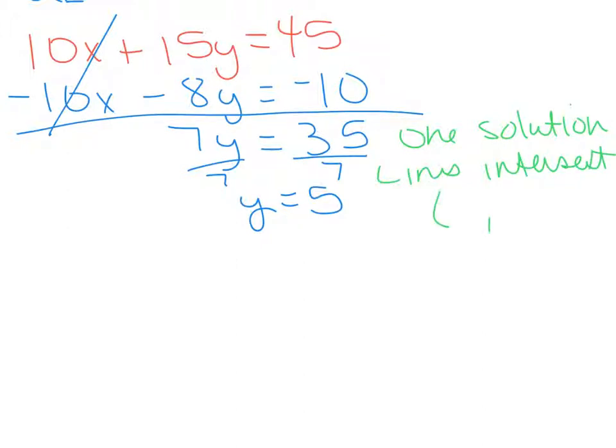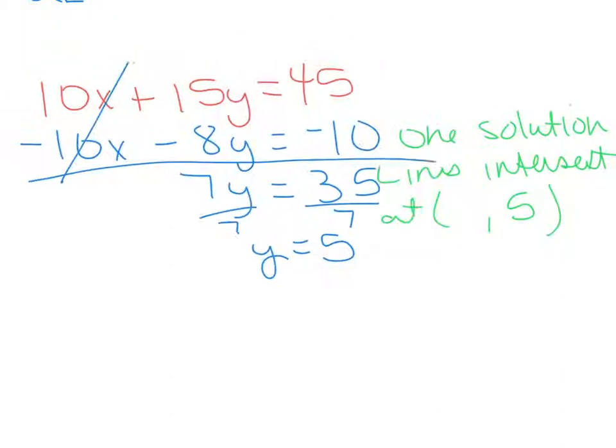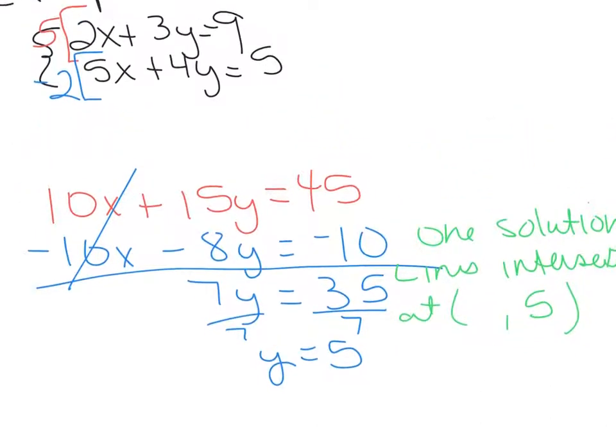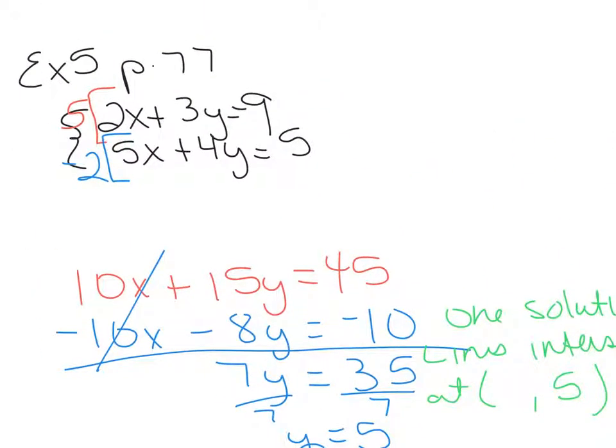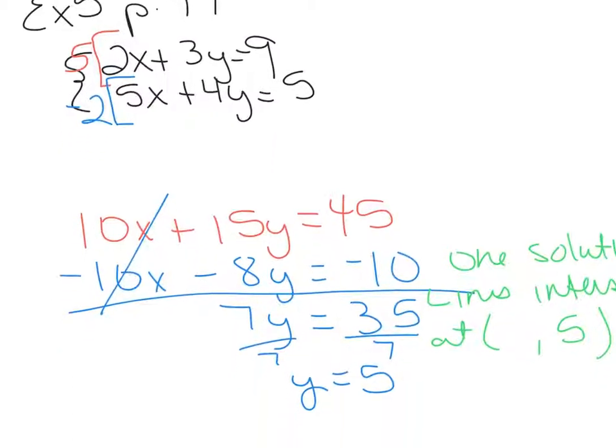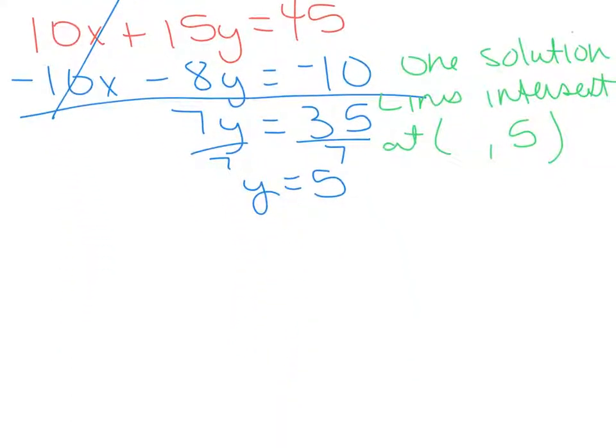We know the y coordinate is 5. To find the x coordinate, we're going to go back to our original equations up here. Here's our original equations. You can use either one. I'm going to use the top one. 2x plus 3y equals 9. I'm going to write it down here. 2x plus 3y equals 9.